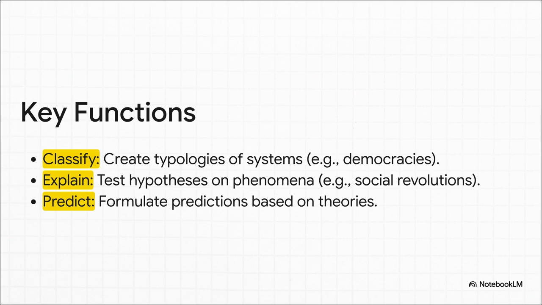So, what does this toolkit let you do? Three really powerful things. First, you can classify things, put them in buckets, like different kinds of democracies. Second, you can explain why things happen, like what really causes a revolution. And third, you can even start to predict outcomes. For instance, you could analyze how a single new law might totally change the political game in a country.